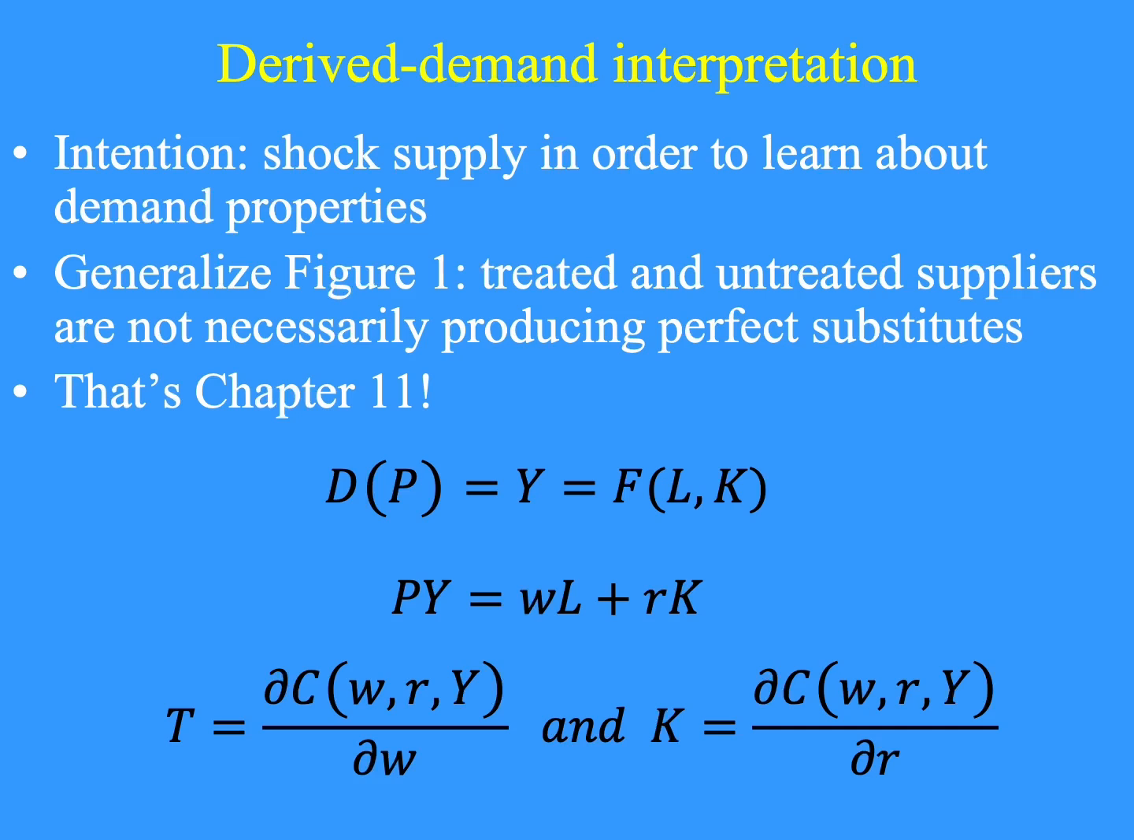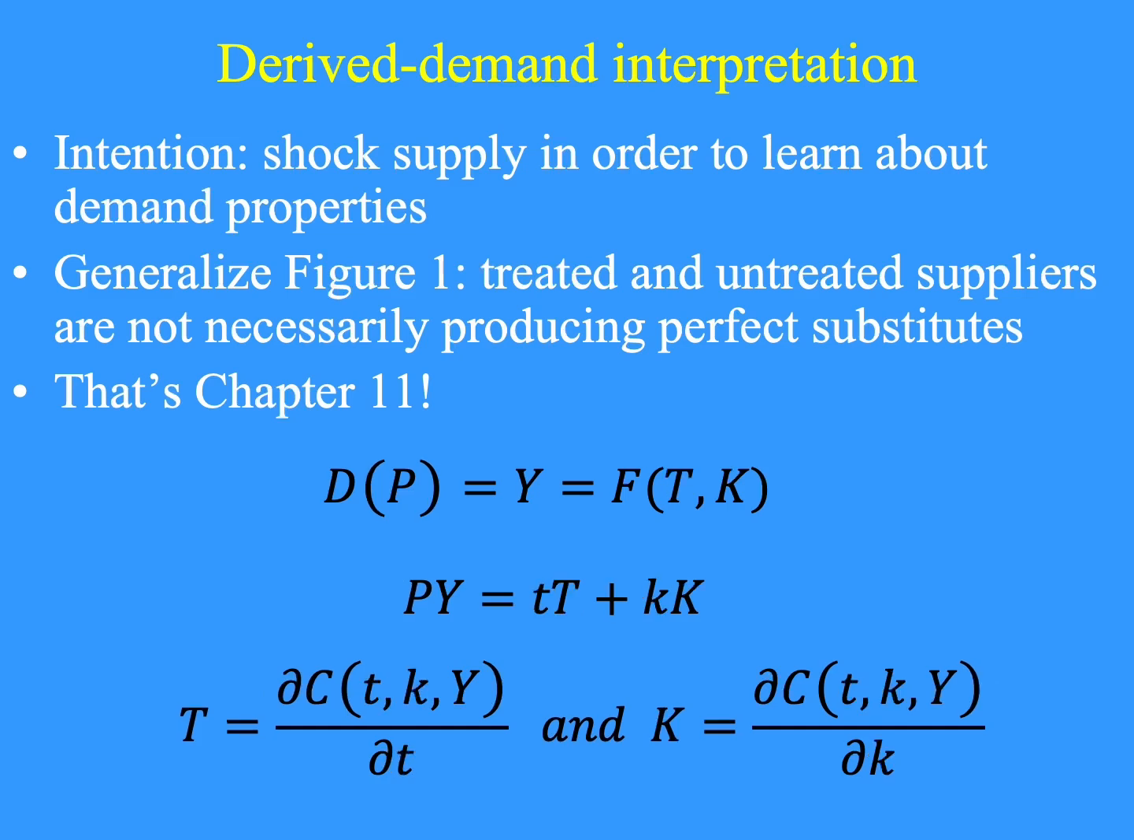Recall that the second equation connects industry revenue PY with the combined income of the two production factors. The final two equations say that the equilibrium factor quantities minimize production costs. All we have done here is to change some of the lettering to better match our discussion of treatments and controls. Lowercase t and k are prices. Uppercase T and K are quantities.